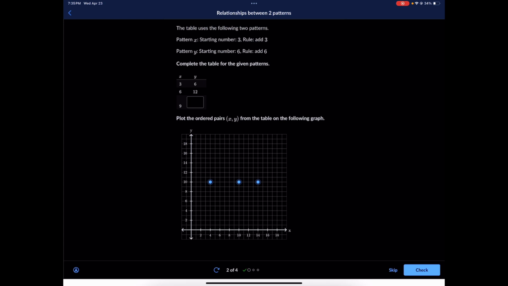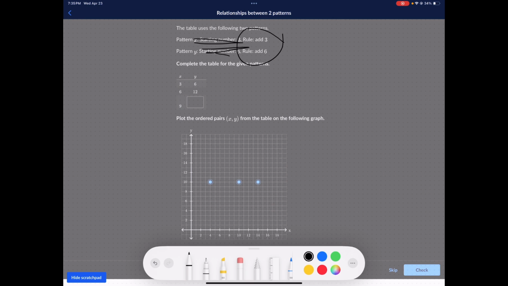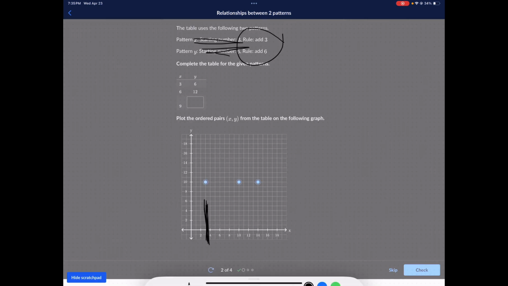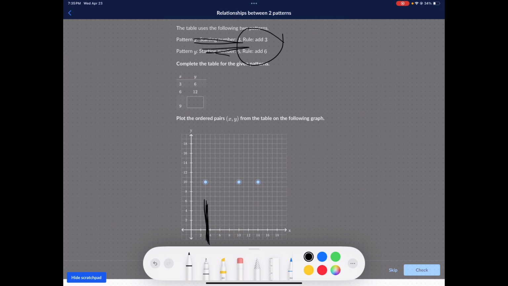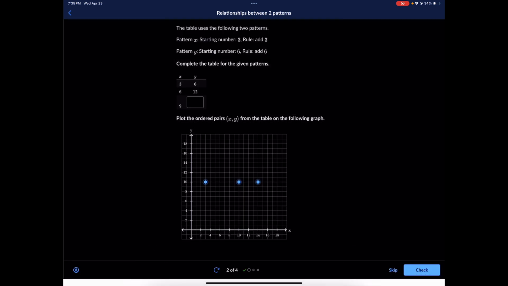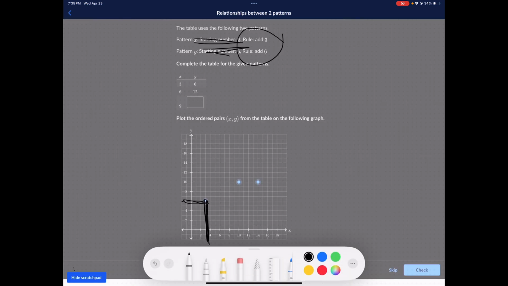We have 3 for X, so we have to find 3 for X, which is right here. So let's move our thing over here. And then we have to find our Y, which is right here. So, right here, which is right here. It's right over here. So we move this over here. This is 3, 6. What would be 6, 12?